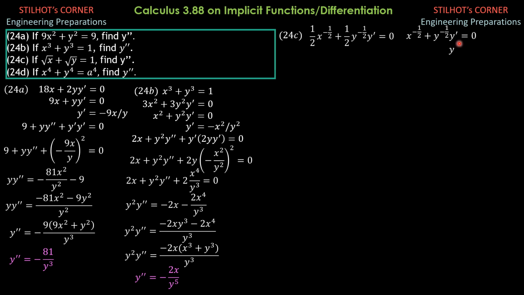So that means y prime is negative x to the negative 1 half over y to the negative 1 half. Then making the exponent positive, that's why you have negative y to the 1 half over x to the 1 half.